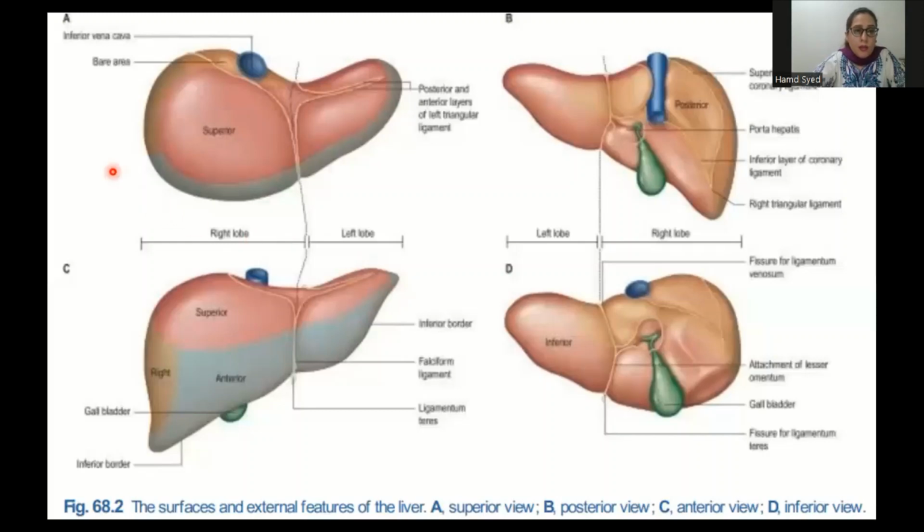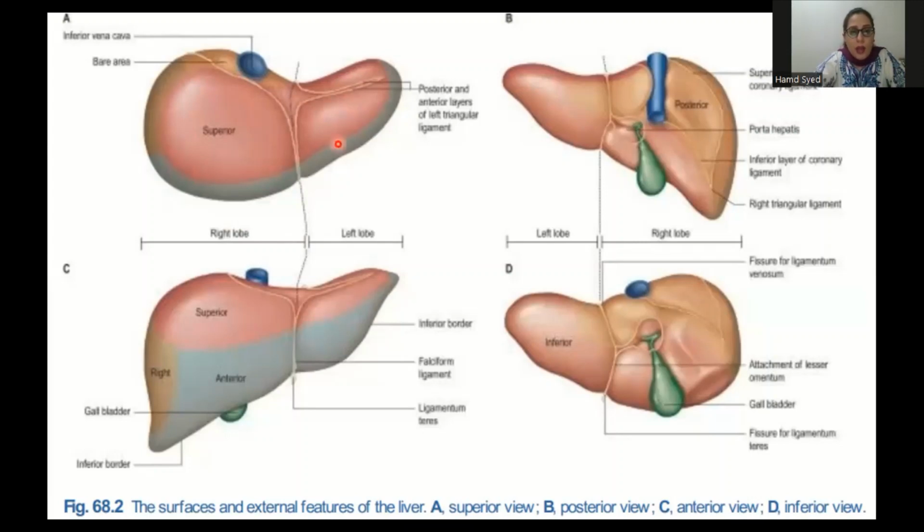So here are the diagrams from Gray's Anatomy, and they are showing the liver in different views so we can appreciate all the surfaces. Here in the diagram, A is the superior view of the liver, and you can see obviously this area shaded in pink is the superior surface of the liver.